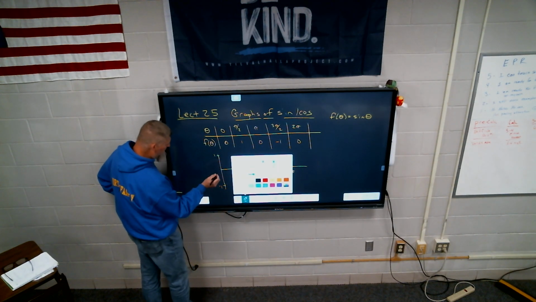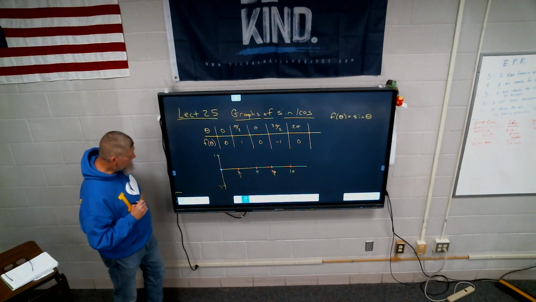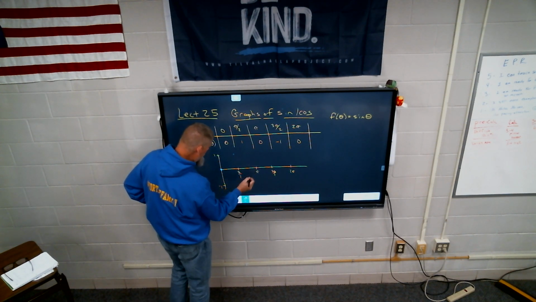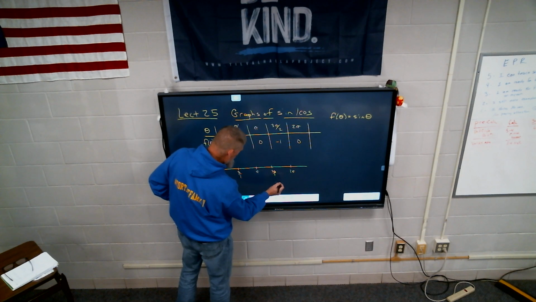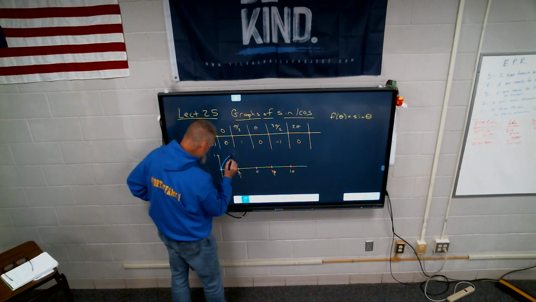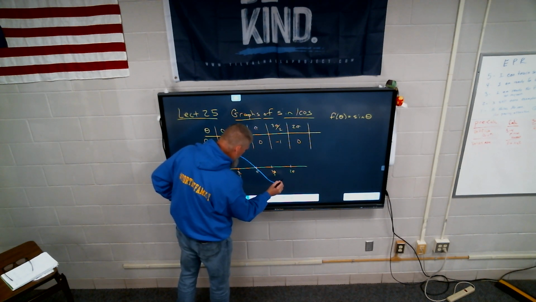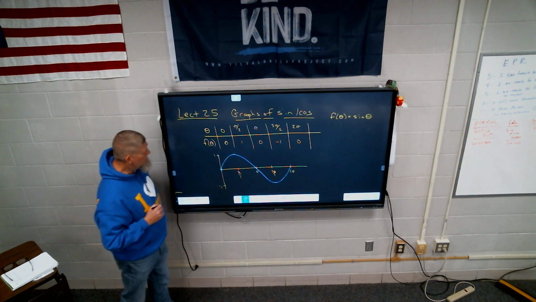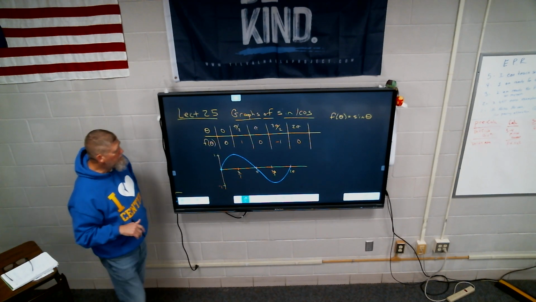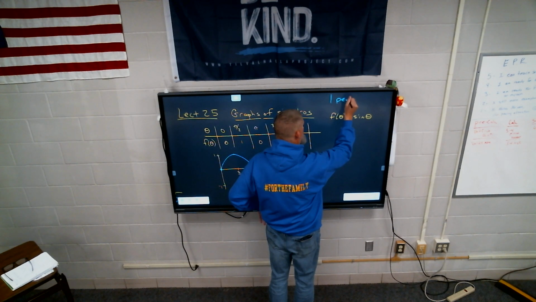Then we graph our points. We start off at the origin. At pi over 2, I hit my max, back to 0. I hit my minimum, back to 0. So I have something that looks like a wave. Today we're going to focus on graphing what's called one period.